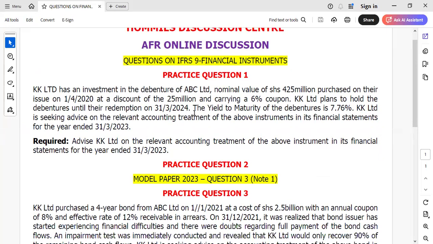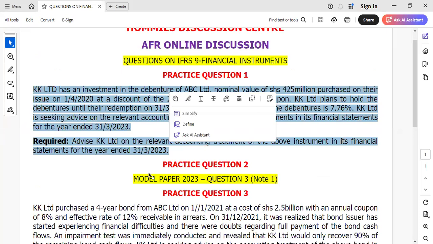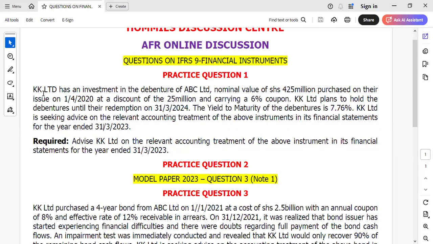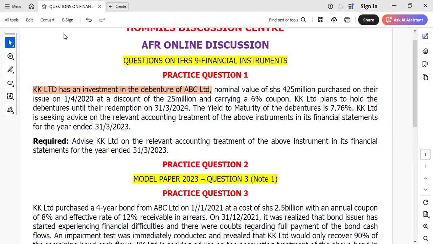Okay. So here we have, if we do this, then you will do the model paper question. It's the same thing. KK Limited has an investment in the debenture of ABC Limited. Before we proceed, what does this mean? Who is the issuer? Who is the holder?